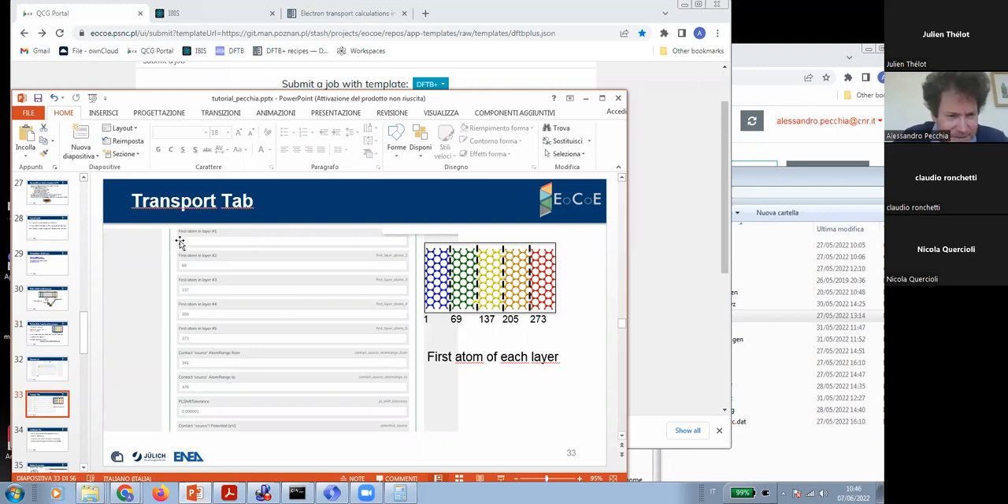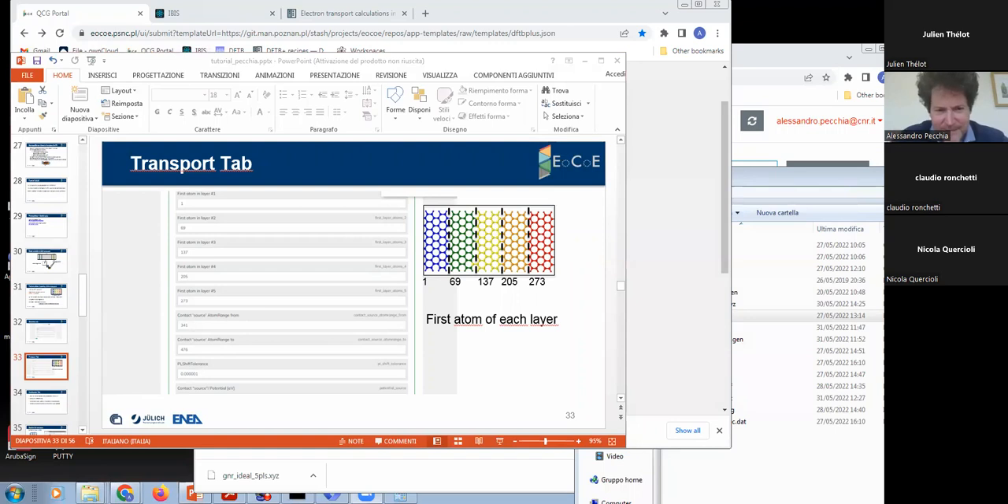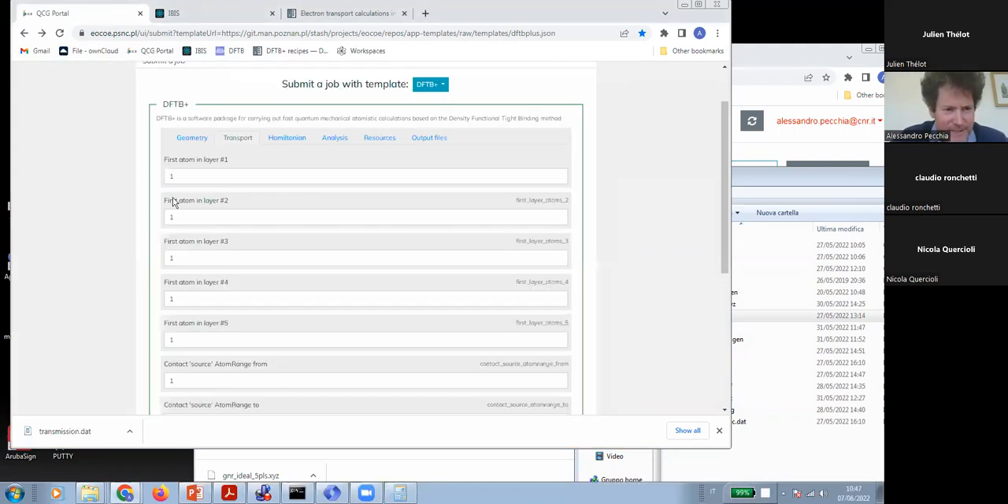Now, for your convenience, I wrote the numbers here. Remember these numbers, they will come up later. I write them on the chat too. So the layers start at one, the first atom. The first layer always starts at one. Then it's 1 plus 68, 69, another 68 is 137, another 68 is 205, and 273. Okay, these are the first atoms of the five layers, and we need to specify them here.